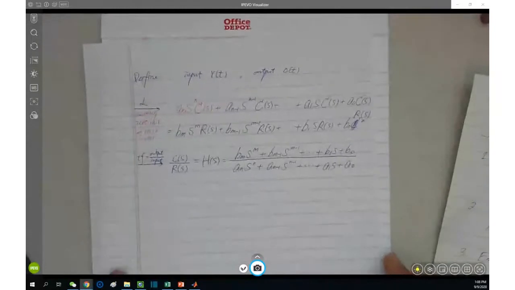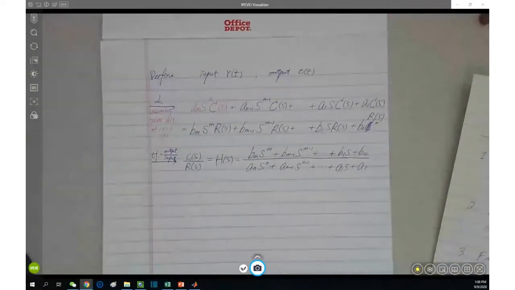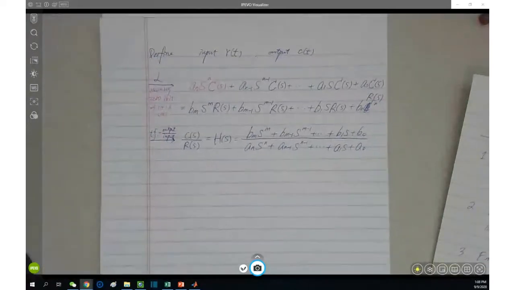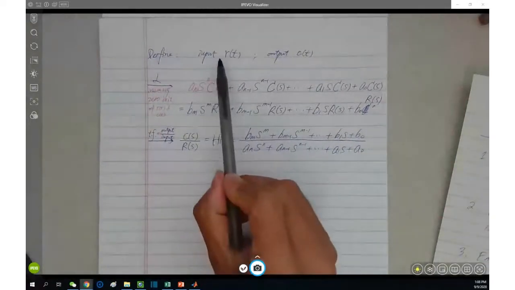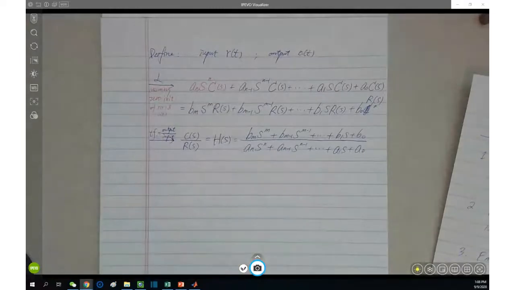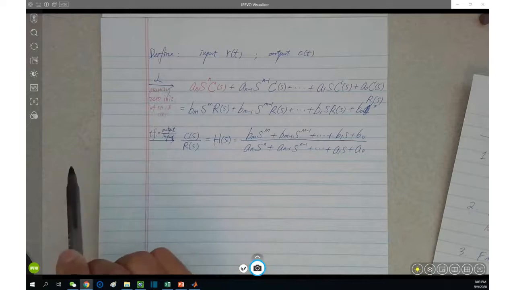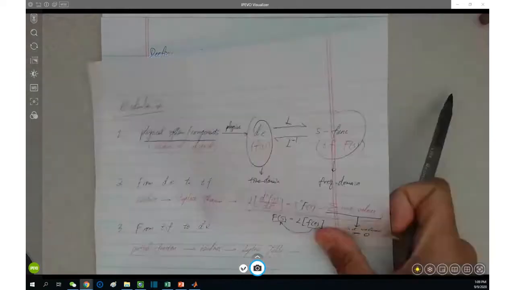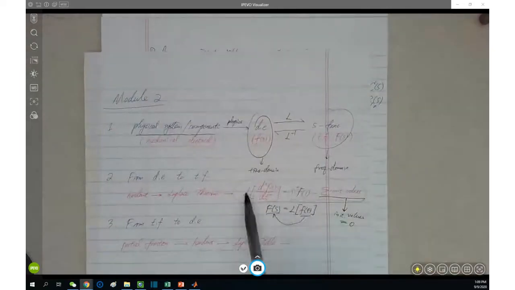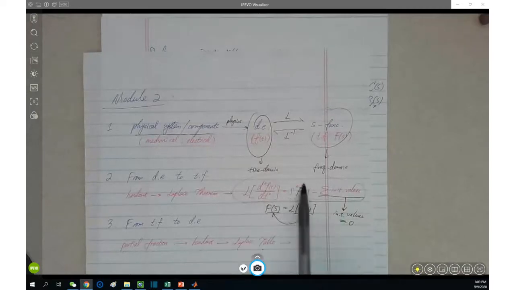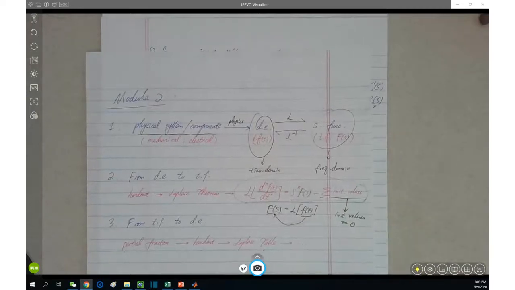So this is where we ended last time. This is where we ended pretty much one week ago. First of all, lowercase r of t is input, lowercase c of t is output. According to this definition, we conduct the Laplace transform based on this formula. And then we come up with this equation in terms of capital C of S and capital R of S.